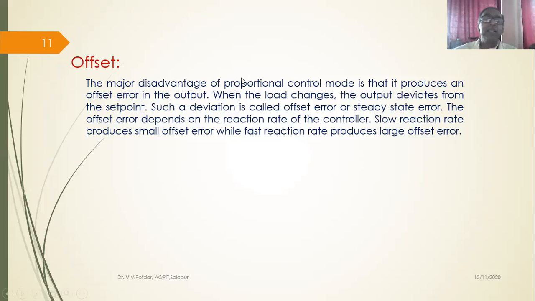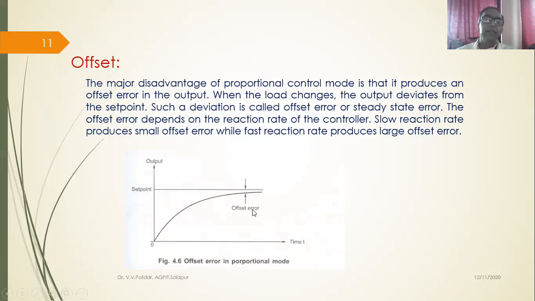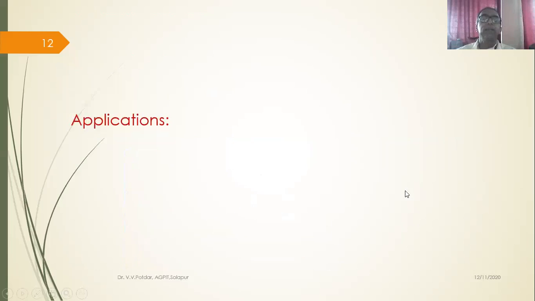So the major disadvantage of proportional control mode is that it produces an offset error in the output. When the load changes, the output deviates from the set point. Such a deviation is called offset error or steady state error. The offset error depends on the reaction rate of the controller. Slow reaction rate produces small offset error, while fast reaction rate produces large offset error. Right? This change in the set point is called as offset error.